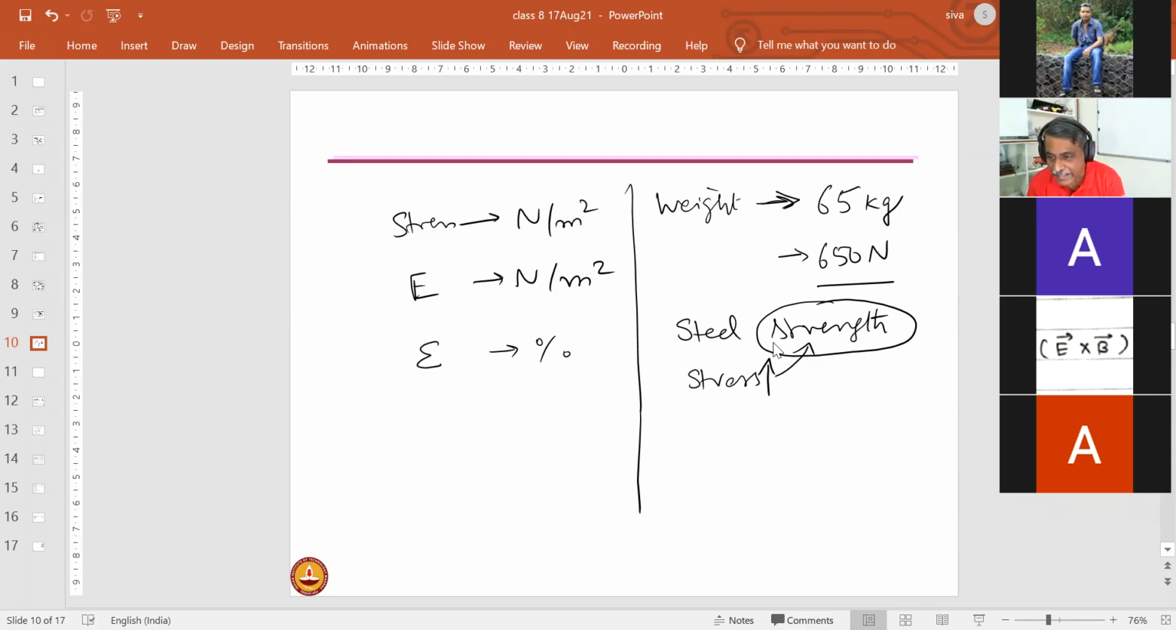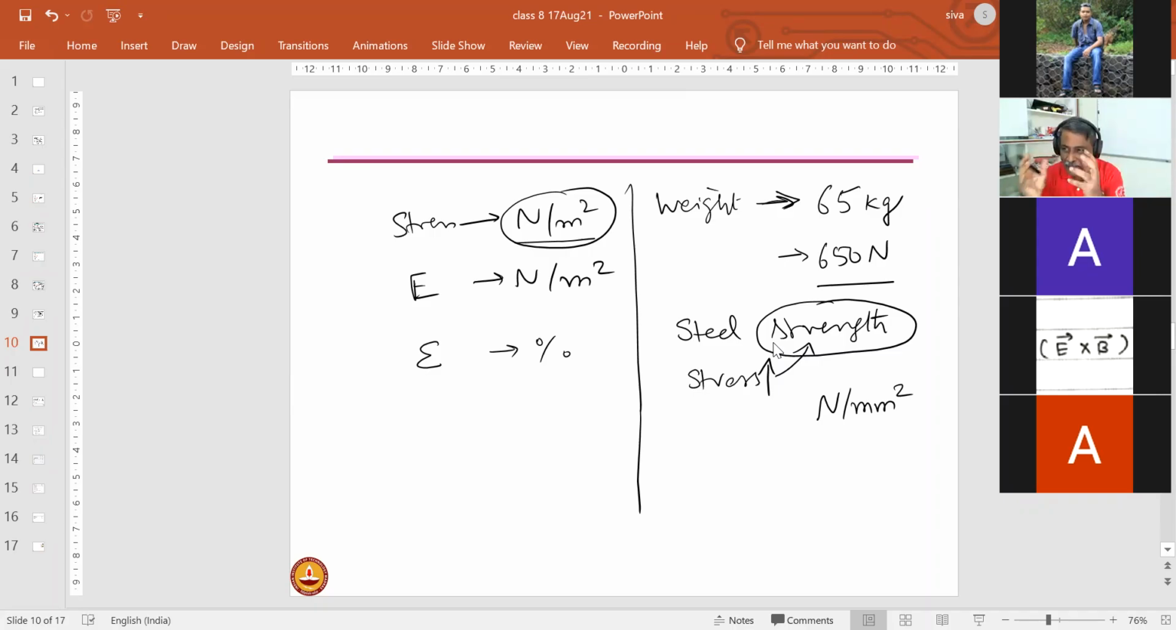Can any one of you guess what could be the strength in terms of Newton per meter square? It's a very difficult guess. Because remember, this is very, very strong. So I don't want to use Newton per meter square. I want to use Newton per mm square, so that it makes sense to me.